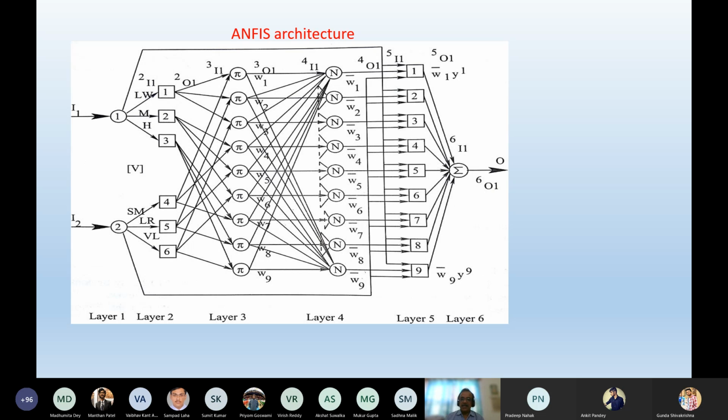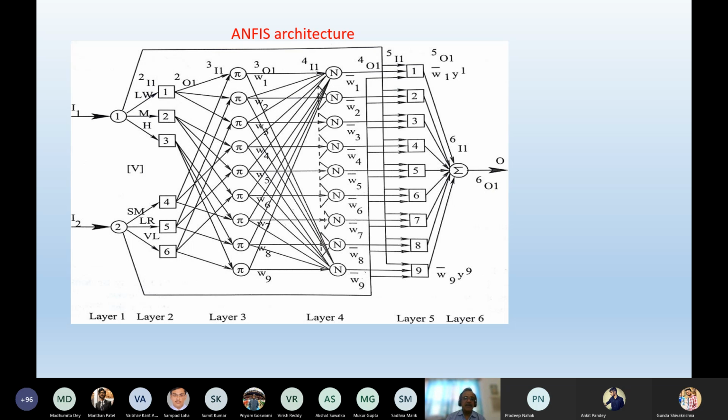Now layer 3 actually denotes all nine rules. There are 3 linguistic terms for I1 and 3 other linguistic terms for I2, so 3 multiplied by 3, there are 9 rules. On layer 3, you can see there are 9 such neurons, denoted by the circles. Each neuron is going to represent one set of input parameters.